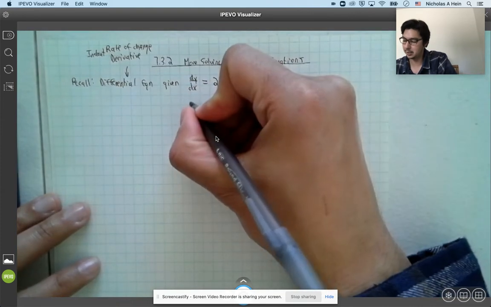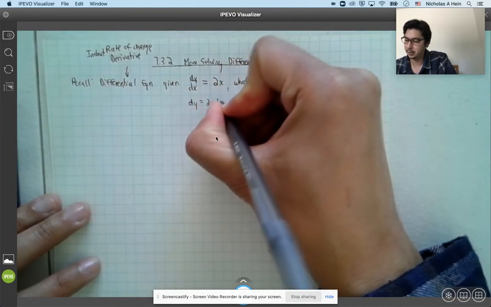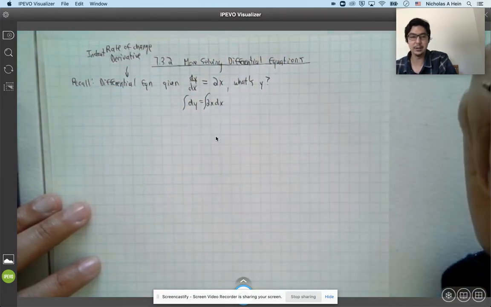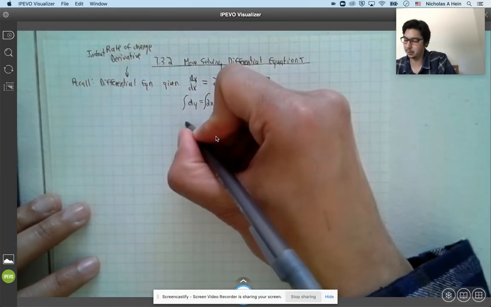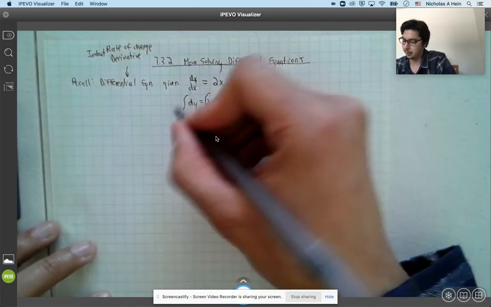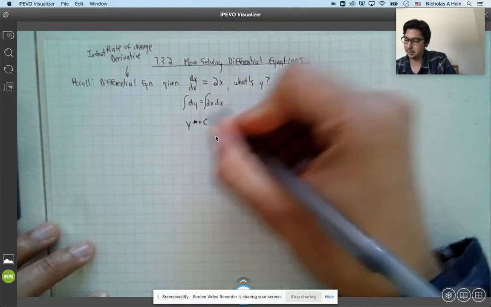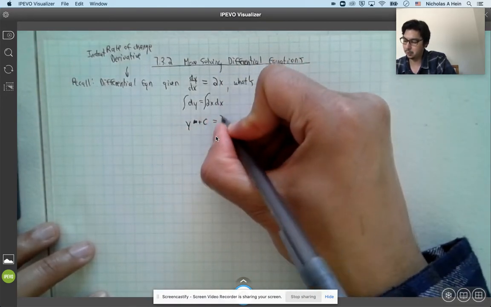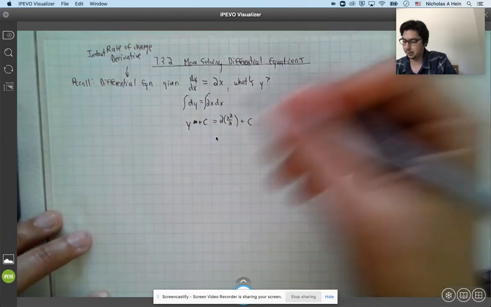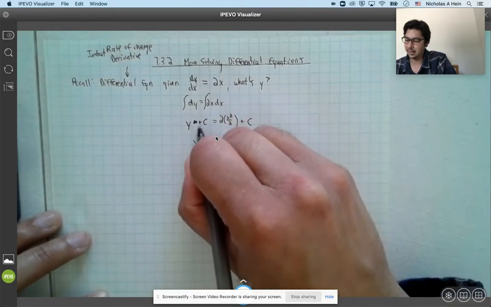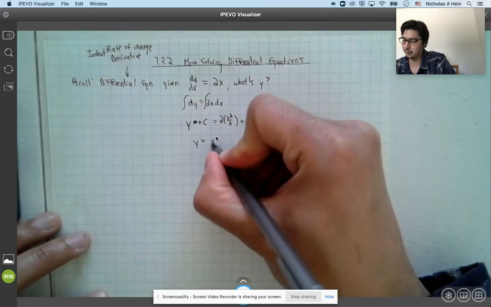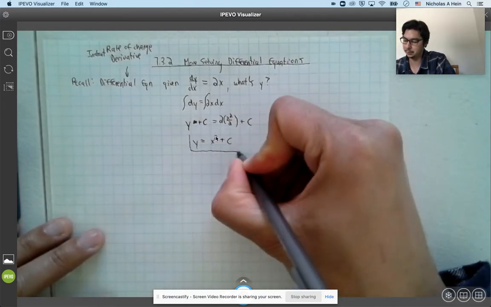The way we talked about that is you have to separate the variables by getting all the y variables on one side and the x variables on the other side, and then you can integrate. The integral of dy with respect to y would just be y, and the integral of 2x dx, well, technically that would be y plus some constant c equals 2 times x squared over 2 plus some constant c. But you'll see as I keep doing these videos this week, that constant c I'm always going to move to the other side and combine those constants, so I'm going to leave my answer as just x squared plus c.